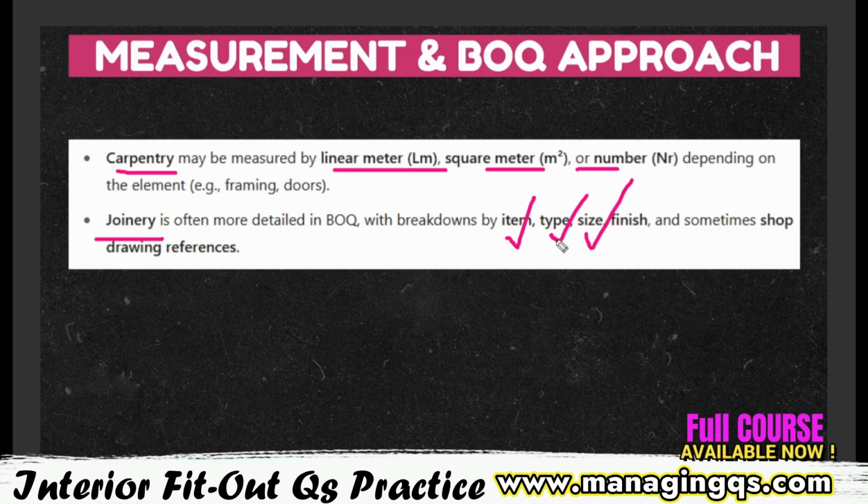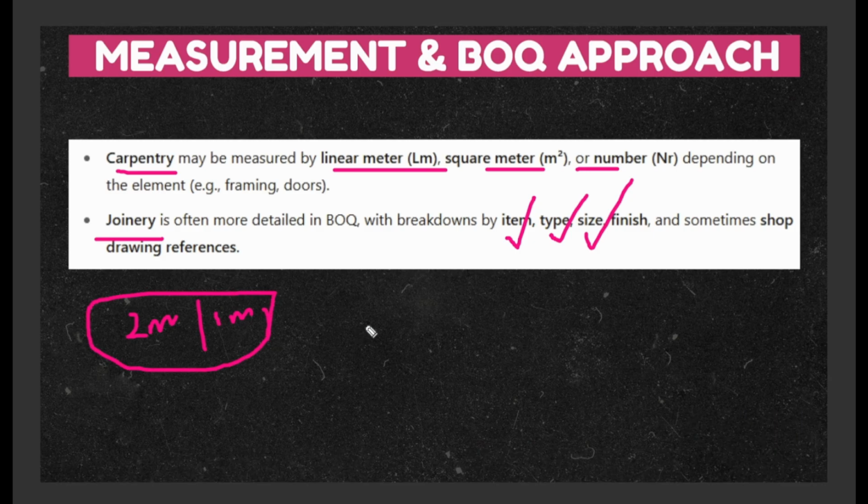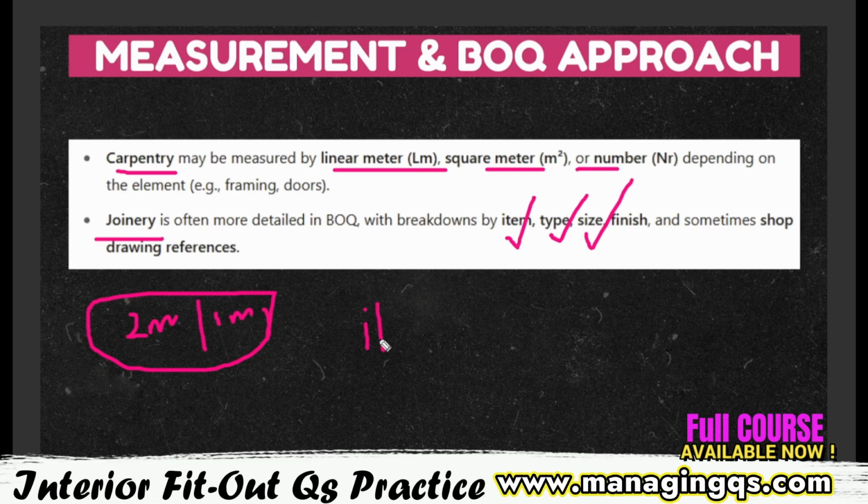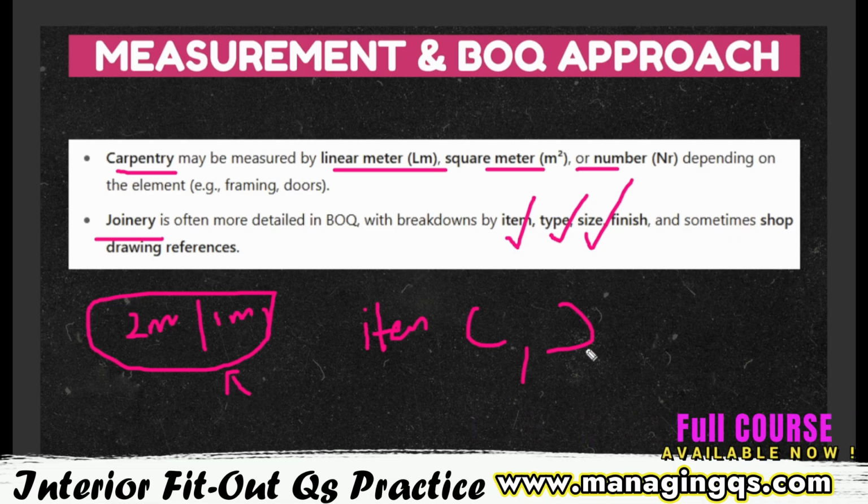For example, size-wise means there is a sofa here, the length is 2 meters and the width is 1 meter. They put it like this in the description, and in the BOQ the unit is item. They put the lump sum price, so there's no more detailed breakdown. Okay, so this is the basic concept of joinery and carpentry work.